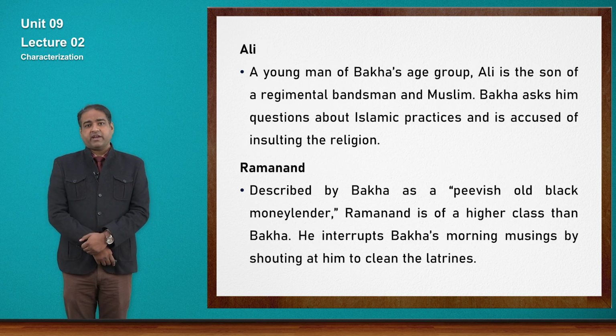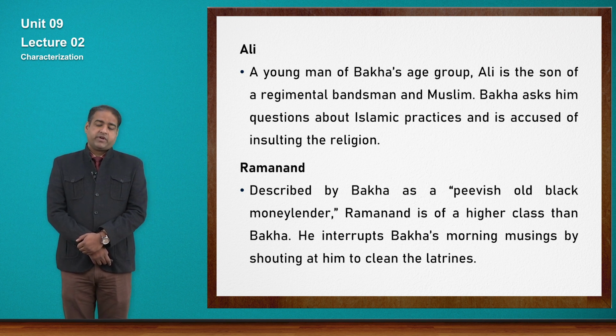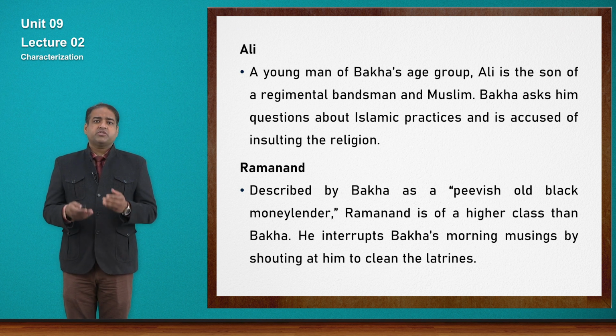We have another character in the story whose name is Ali. He is a young man of Bakha's age group. Ali is the son of a regimental bandsman and Muslim. Bakha asks him questions about Islamic practices and is accused of insulting a religion. Friends, Bakha was curious to know about other religions. That was his attitude.